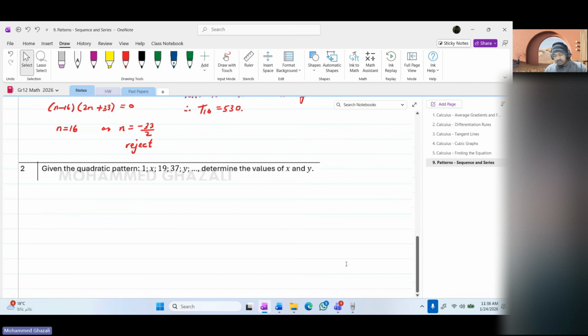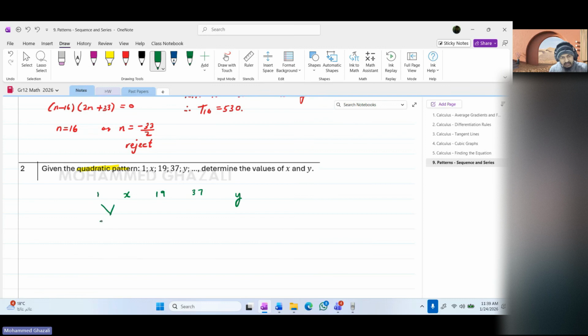Right, they tell you the given pattern is quadratic. So they're telling you that the pattern is quadratic, so straight away start drawing your tree diagram. Determine the value or values of x and y. So we have 1, x, 19, 37, and y. We want to solve for x and y.